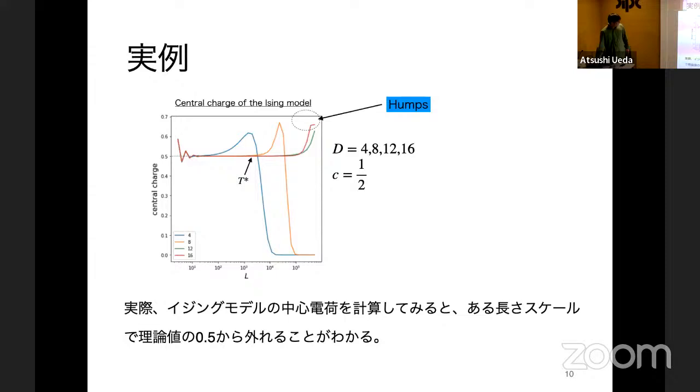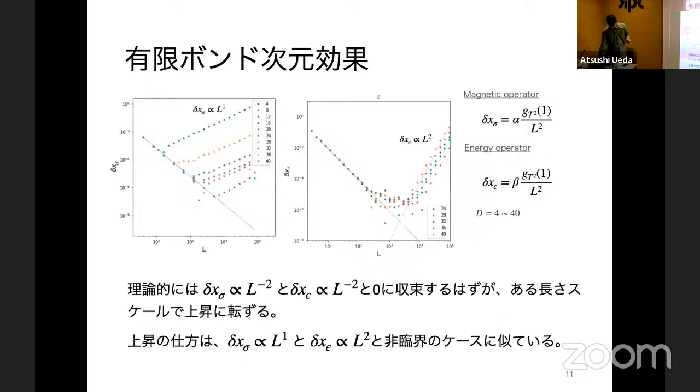And this is a well-known effect. If you try to calculate the central charge with a super low bond dimension, you see some collapse of the central charge, even though you're simulating the critical system. But what you can do is look at delta x sigma, which is x sigma L minus the true value. So this is a deviation from the true value that you expect.